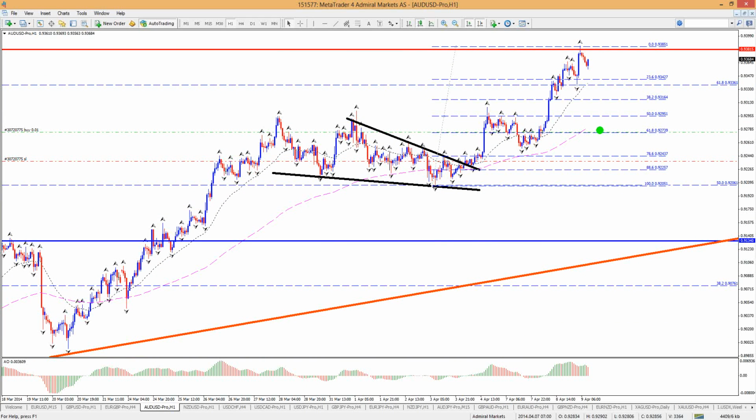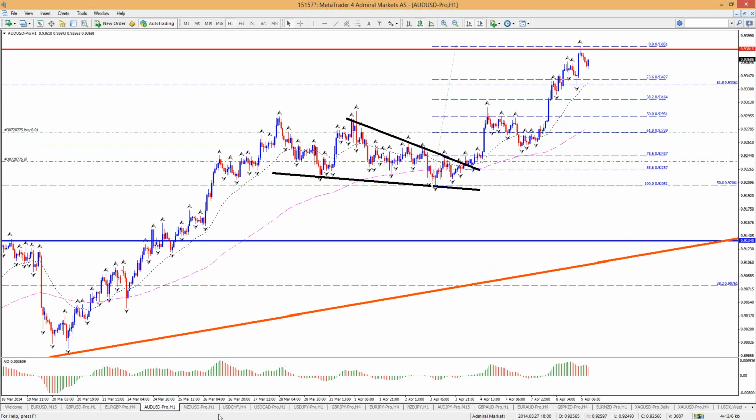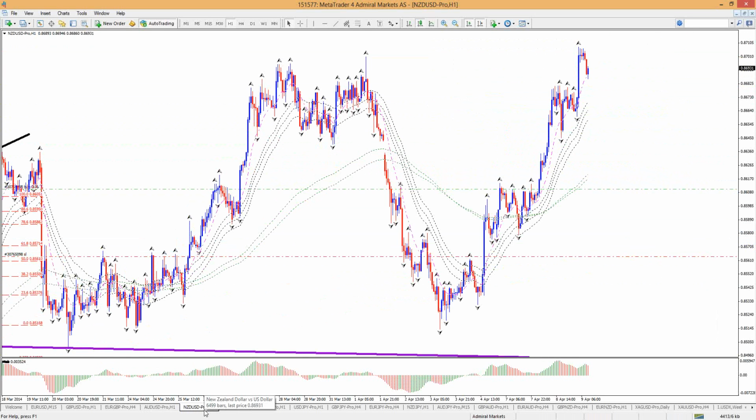Now, will it go to these fibs? We don't know. It could break out just like it did with this example. That's something that remains to be seen. Okay, and et cetera, et cetera.